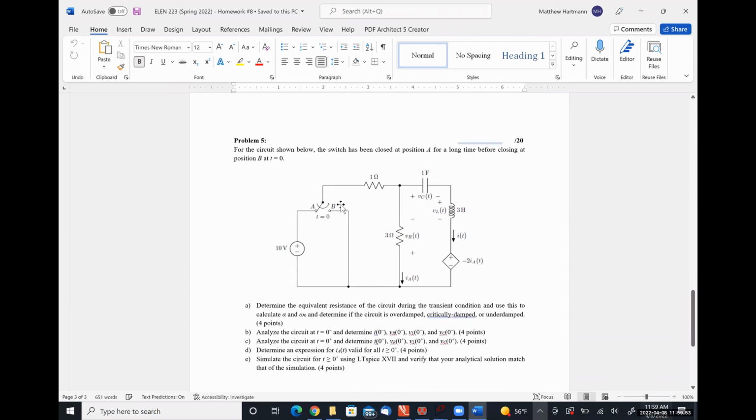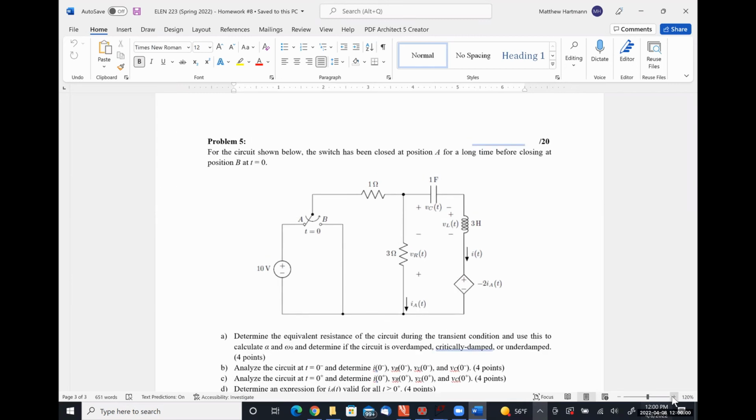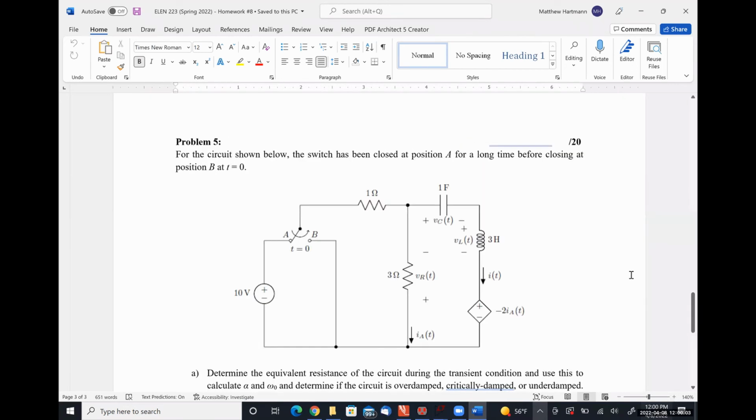Connected to the same node as that IA there. Right, so let me make this larger. Okay, so during the transient condition, the current IA has 2 paths that it can flow. One is up through this path, and the other is up through this path. So it is not simply all of IA flowing into this, so there isn't a circular dependency. Oh, okay. Oh, that's good.